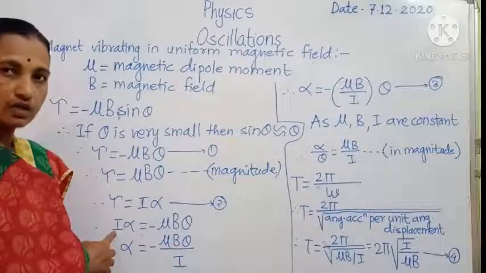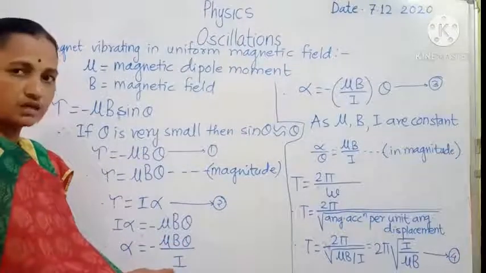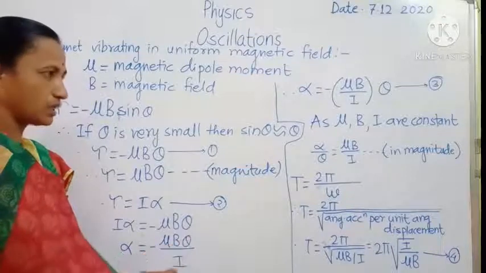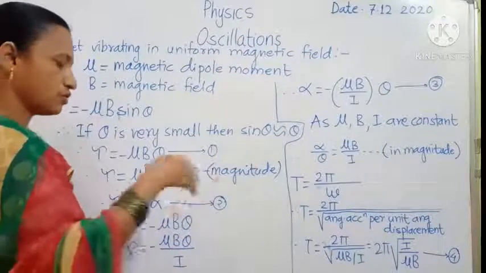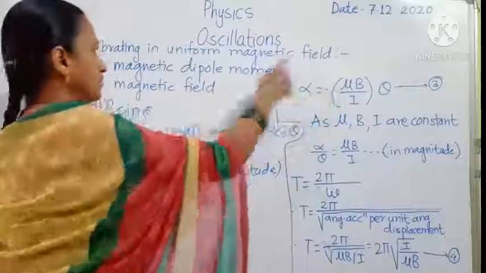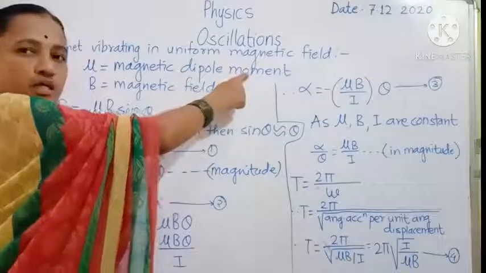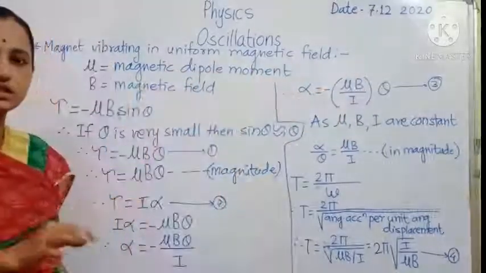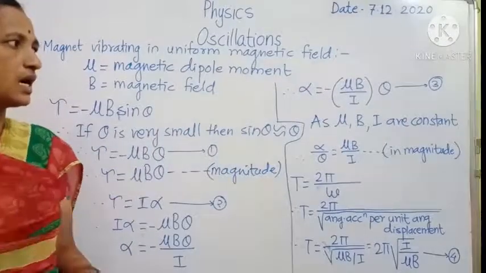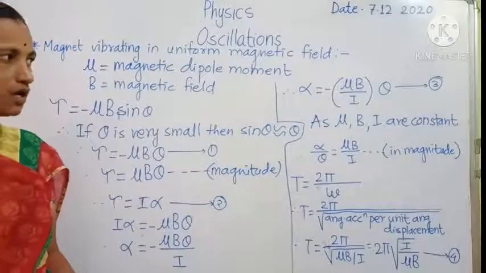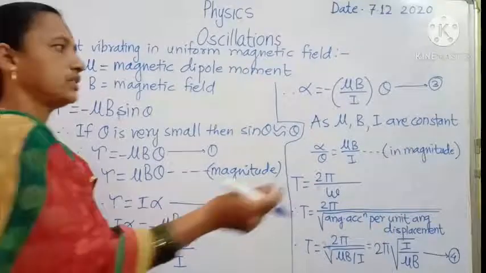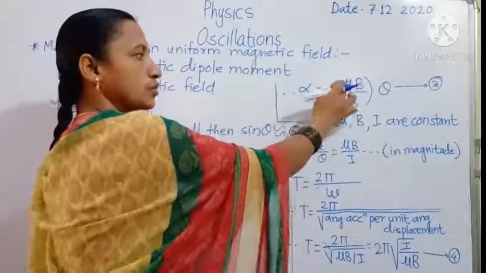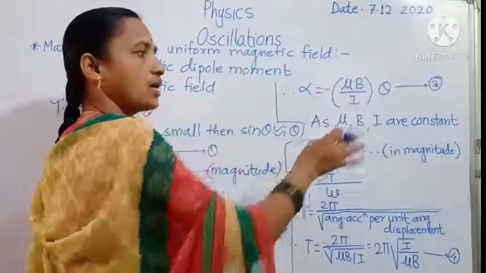Taking I from the left side to the right side, we get alpha is equal to minus mu b theta upon I. Here mu, the magnetic dipole moment, is a constant term. b, the magnetic field, is also a constant term. I, the moment of inertia, is also a constant term. And theta is the angular displacement.